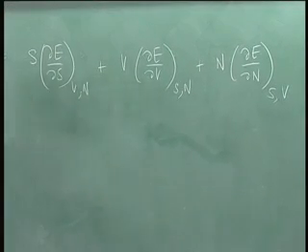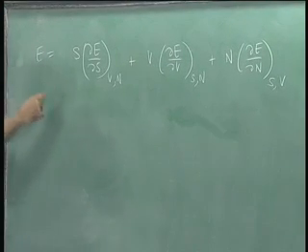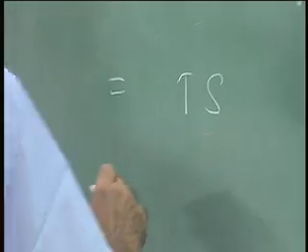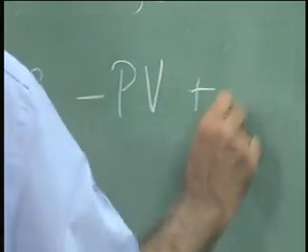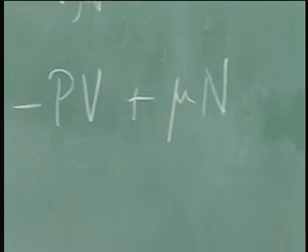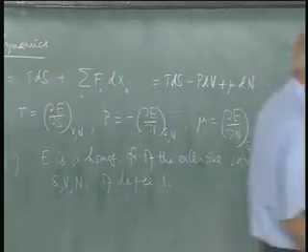Of degree 1, so it is E to the power 1 here. But then if you substitute for what goes on here, we know that delta E over delta S is T, so this is equal to TS, and this is minus PV, and this is plus mu N, because this quantity is mu. This relation is called the Euler relation.